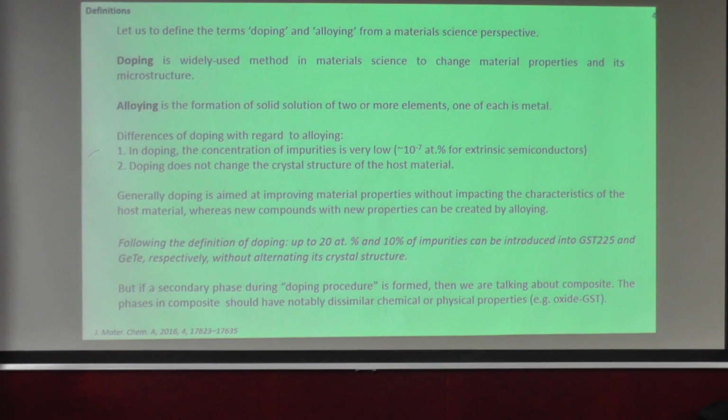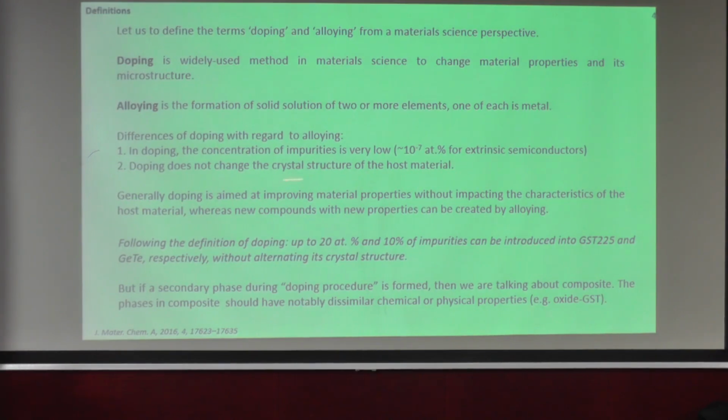So now some terminology: what is doping and what is alloying, and how they can be distinguished from each other. Doping, as I said, is widely used in the microelectronic industry, and it aims to change material properties and microstructure. Alloying is the formation of a solid solution of two or more elements, one of which is a metal. Like germanium antimony telluride, this is an alloy.